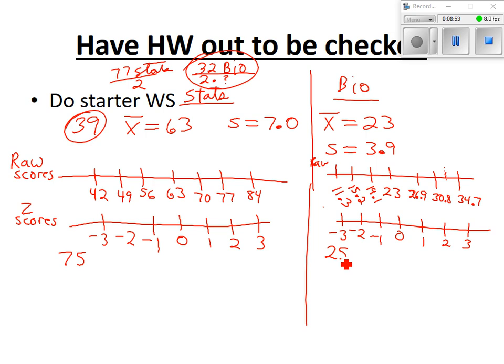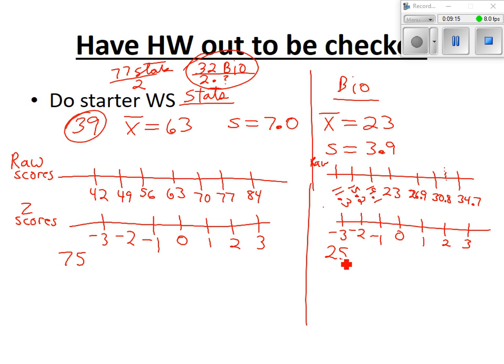Then they ask you, what's your score on the biology test? And you say a 25, they're probably going to do what? Scream. They're going to yell at you and say, you scored what? 25? That's like a Q or something, isn't it? So they're going to yell at you for that, even though you can't really compare the two.